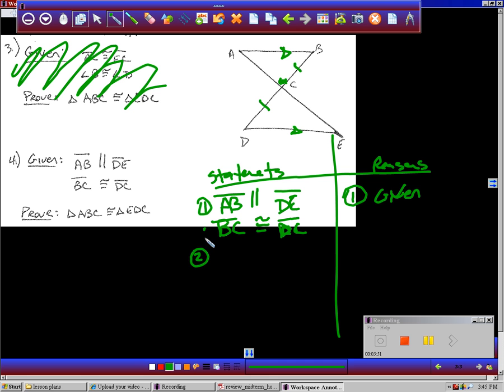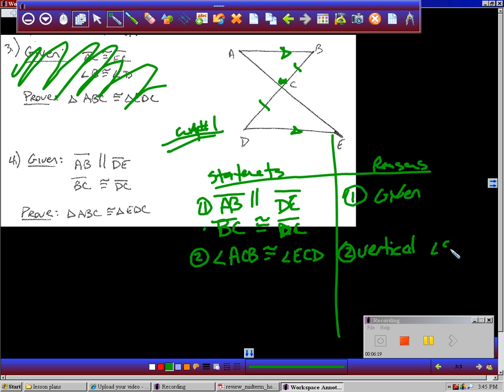So number two, you can use the vertical angles. There's going to be two different ways to work this problem. This is way number one. I'll give you way number two in just a couple of seconds. So here we go. If you use vertical angles, angle ACB is congruent to angle ECD because of vertical angles.